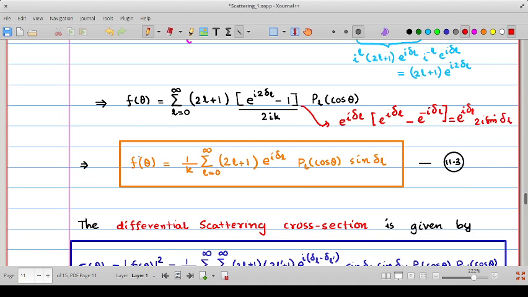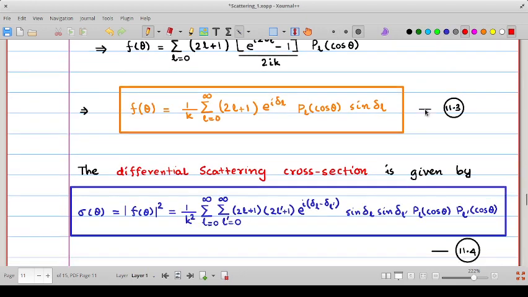Then the scattering amplitude f of theta becomes this factor of 1 by k. This 2i gets cancelled with this 2i. Then this factor of (2L plus 1) e to the power i delta_L P_L(cos theta), and then this sine delta_L appears over here. So we have obtained an expression for the scattering amplitude in terms of the phase shifts.